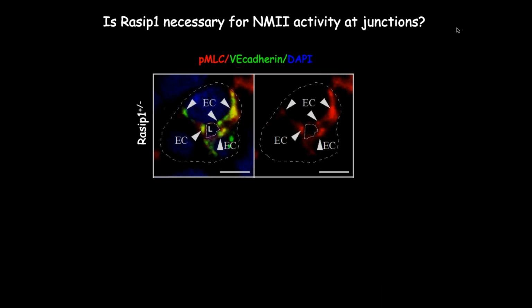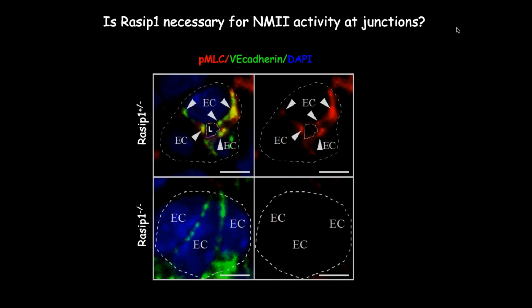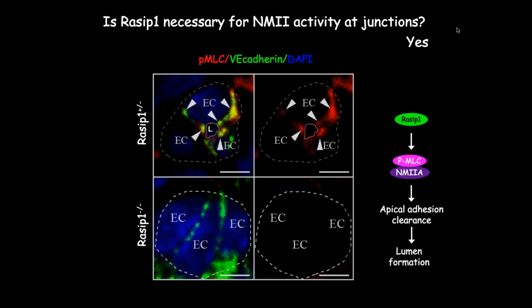So we took a look just in a heterozygote here. I'm showing you this active myosin light chain, phosphorylated myosin light chain, showing you where there's contractility going on. You can see that in red, and it's nicely there in the heterozygotes. And in our mutants, it's gone. It's no longer on top of these junctions. So at this point, we can start to say, yes, it appears to be downstream of RAS-IP1, and we can sort of build a model. RAS-IP1 is upstream of non-muscle myosin, which is upstream of these adhesion clearance and of lumen formation.